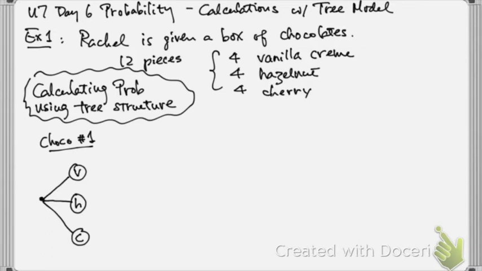Now, after she chooses the first one, she's going to choose chocolate number 2, and I'm going to represent that as my second event. Because of the limited space, I'm going to draw a little bit weirdly. If you have a large piece of paper, then you can just expand it. After the first choice, she's going to choose either also a vanilla, hazelnut, or a cherry. Okay, so I'm going to represent it like this.